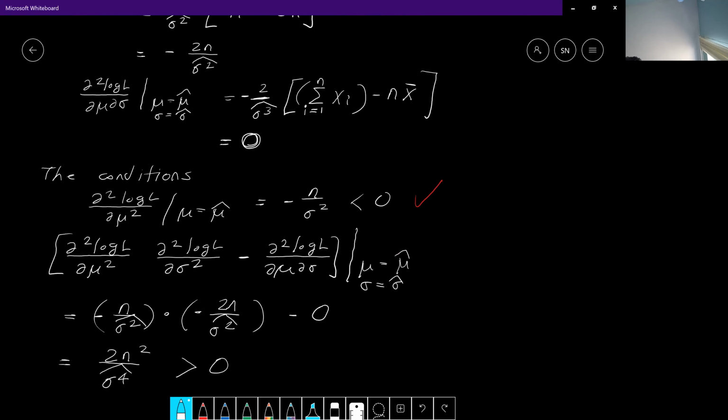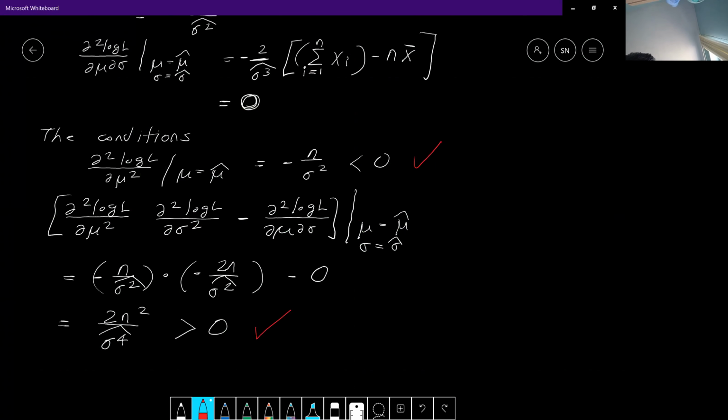So there are two conditions that needed to be satisfied. So both conditions are clearly satisfied. So hence the conclusion is that x bar, comma, 1 over n times the sum, are the MLEs.